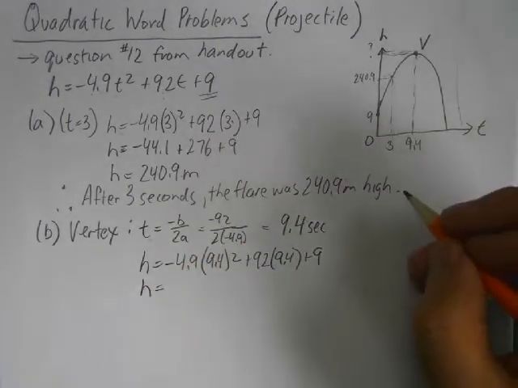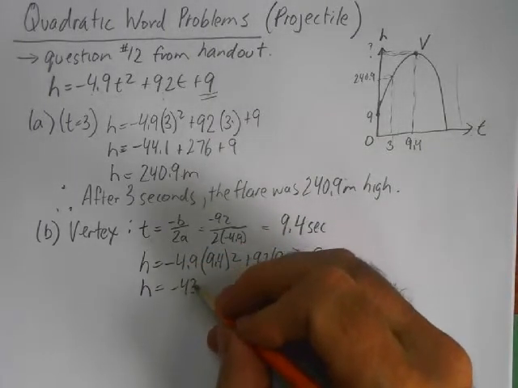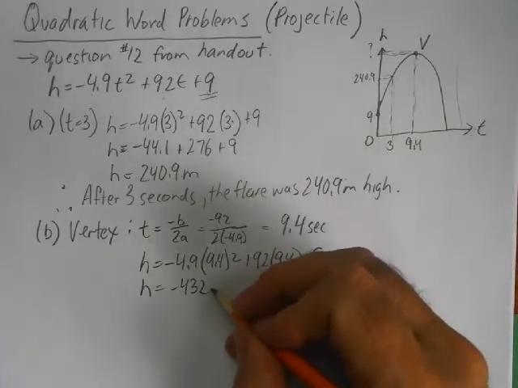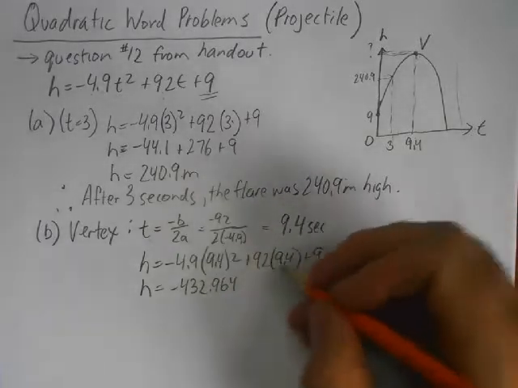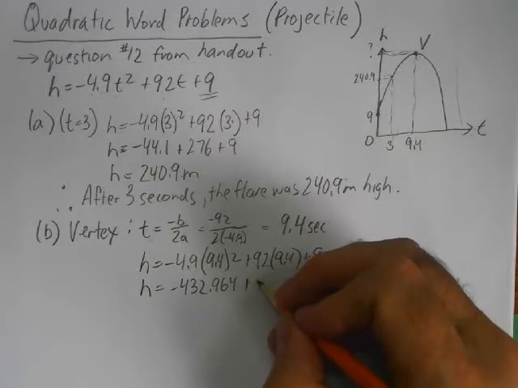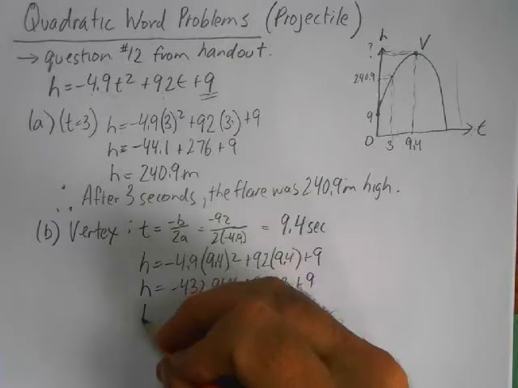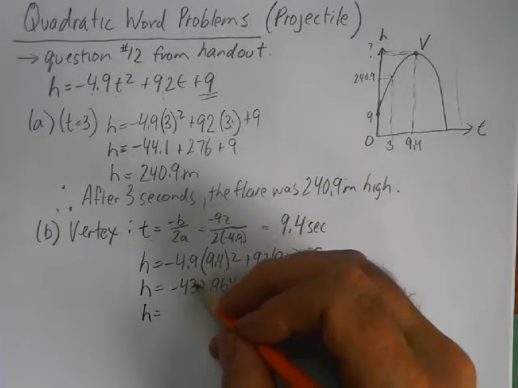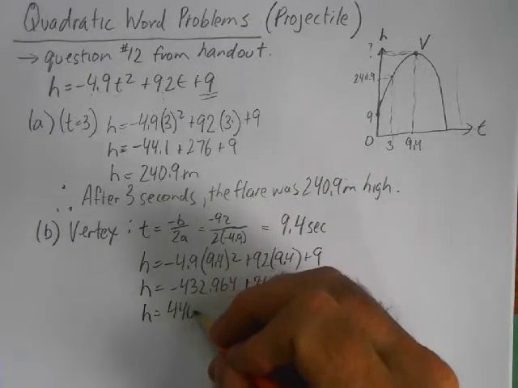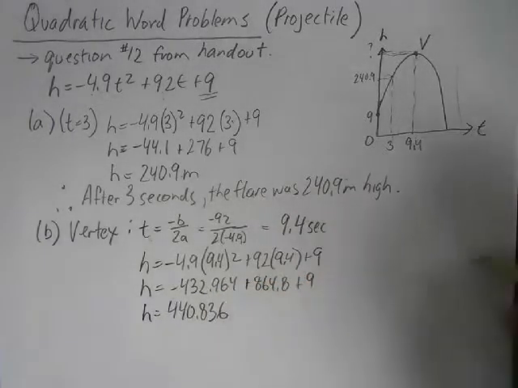Okay, obviously calculator required for this. Negative 432.964. That's what you get in the first term. Plus 864.8 plus 9, and that works out to 440.836. Haven't really rounded anything here.